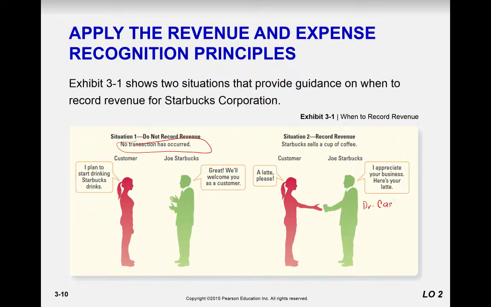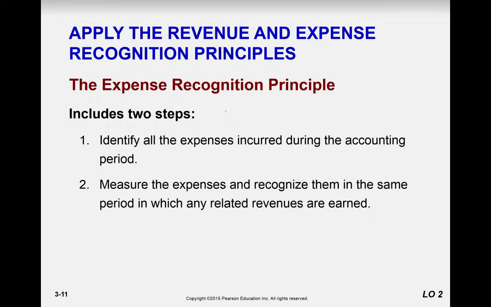And here we would debit cash, assuming that this customer paid cash for her cup of coffee, and Starbucks would credit sales revenue. And let's assume she paid $5 for that latte. This would be your transaction to record the revenue that should be recognized at the time of sale. Now, for the expense, we have to identify expenses as they are incurred, and we measure those expenses in the same period in which the related revenue was generated.